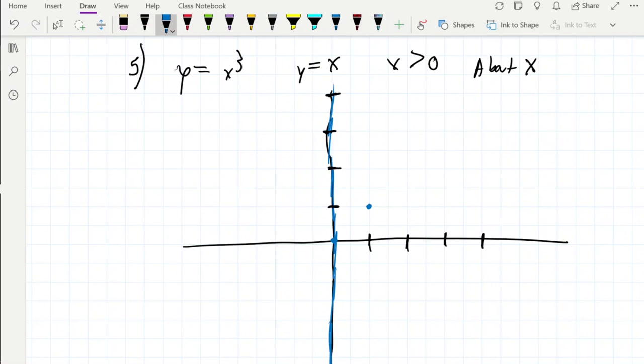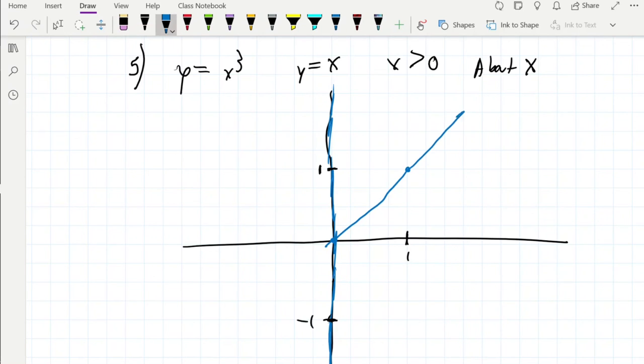And actually, you know what? Let me change the scale real quick, as I just realized we're dealing with x cubed and x. So we'll set this equal to 1. This is 1, 2, 3, 4. 1, 2, 3, 4. That'll also be equal to 1. And this will be negative 1.